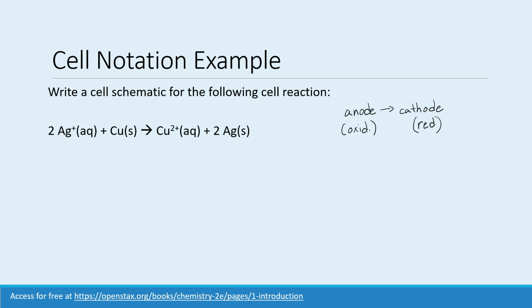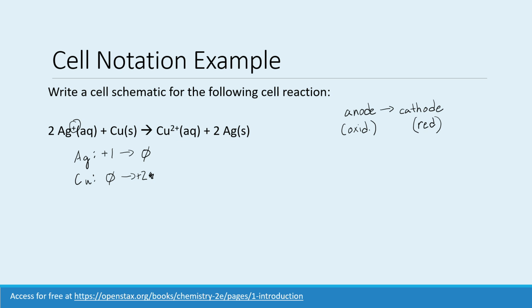And so if we split this up into our two half reactions, or if we just look at the oxidation number of each, we've got silver and copper, and silver starts out as a positive 1 ion and then ends without a charge, right? So its oxidation state is 0. And then copper is the opposite. It starts out with an oxidation state of 0 and ends with a positive 2 oxidation state.